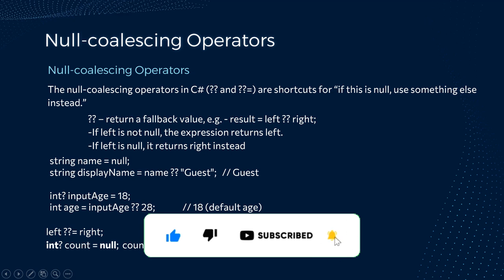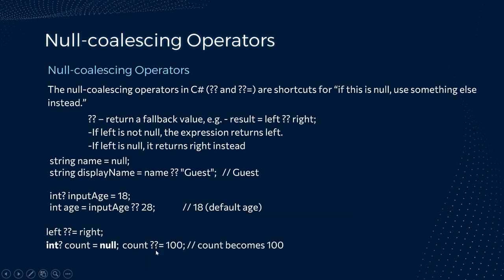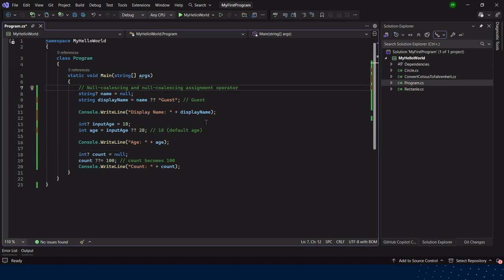So here, using this null-coalescing assignment operator, the value of count will be 100. Here I have created one small program using the null-coalescing and null-coalescing assignment operators, the same example that we have in the PPT.